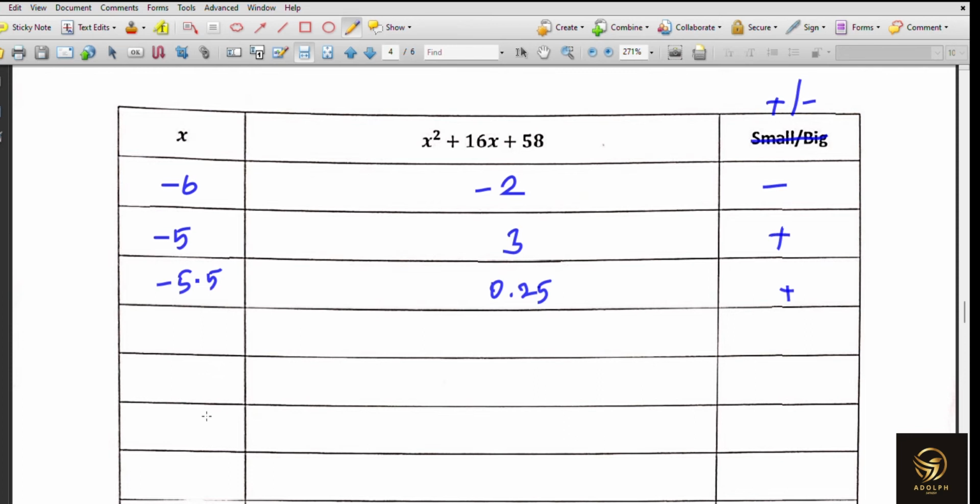Let me try minus 5.6 itself. I can try minus 5.6, and it is giving minus 0.24. It is negative. So yes, the answer is either minus 5.5 or minus 5.6.